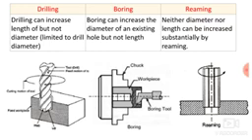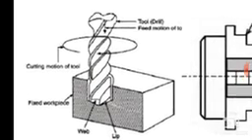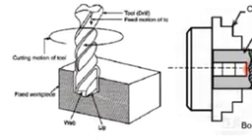Then the next point, drilling can increase the length but not the diameter. Okay, so with the help of the drilling operation, or with the help of a drill bit, you can increase the length of the hole. So that is made clear with the help of this diagram. So this is a drilling operation. Here I am using a drill for drilling a hole.